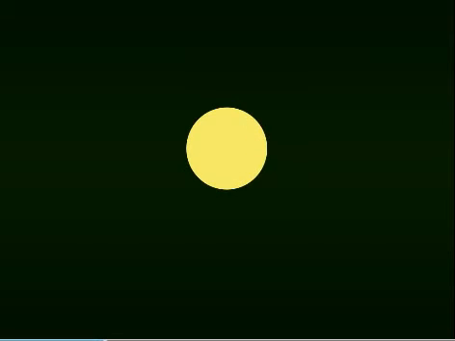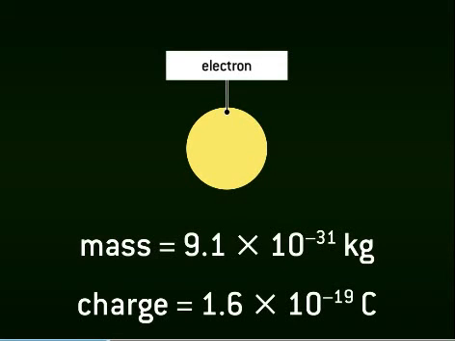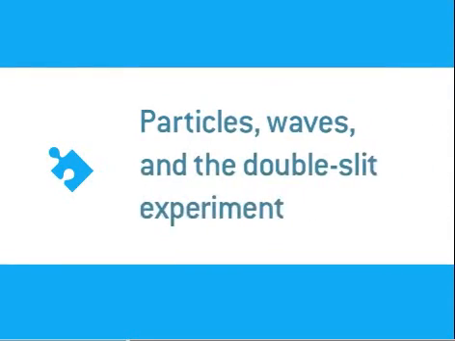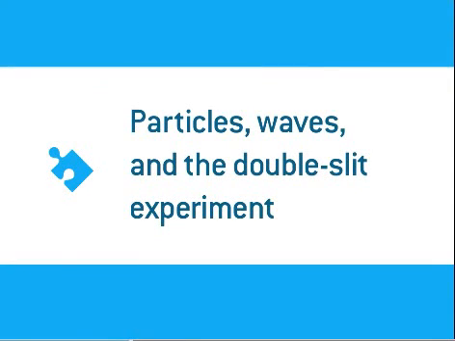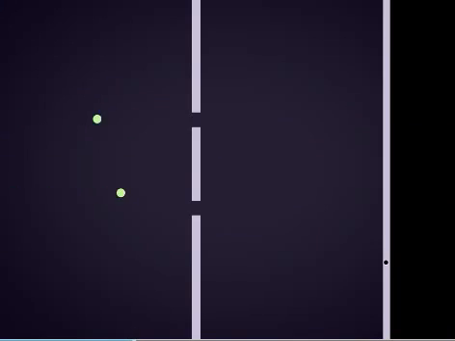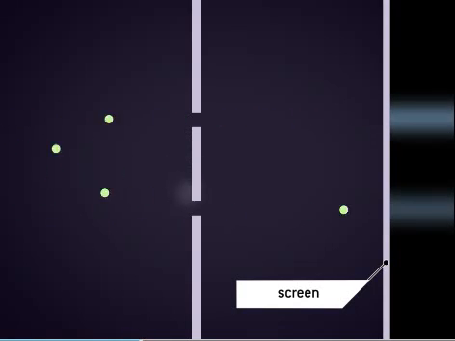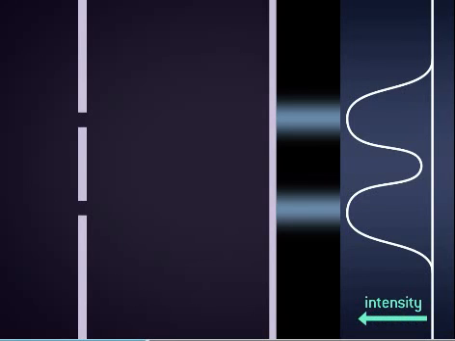You are used to the idea of electrons behaving as particles, with mass and charge. These particles behave as you would expect. They can be deflected by an electric field and hit the screen with discrete impacts. When a stream of particles is fired at two closely spaced slits, each particle will either go through one slit or the other. Two bands are formed on the screen.